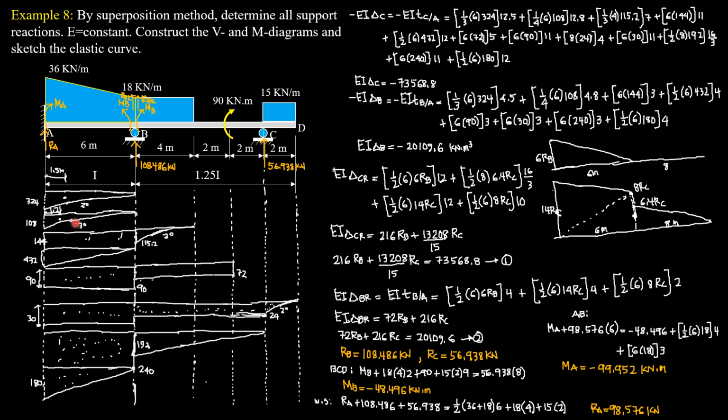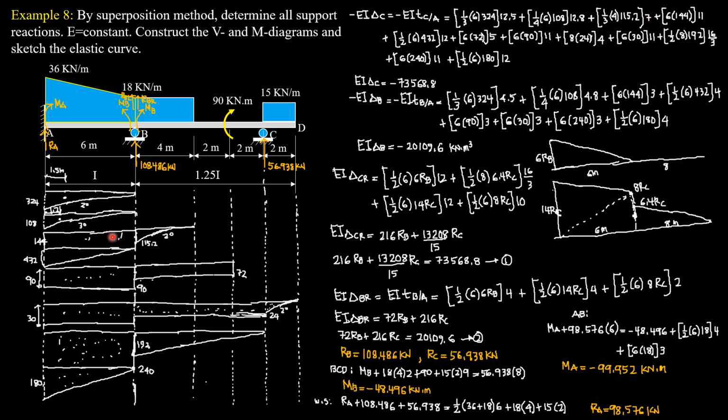For the next area, 1/4 of 6 times 108. This distance is 6/5 or 1.2. The distance of centroid from C is 14 minus 1.2, so 12.8. So that's why you have here 1/4, 6 times 108 times 12.8. Next, for this second degree area, 1/3 of 4 times 115.2. This is 4/4 or 1. So the distance of the centroid of this area from C is 8 minus 1, so 7.